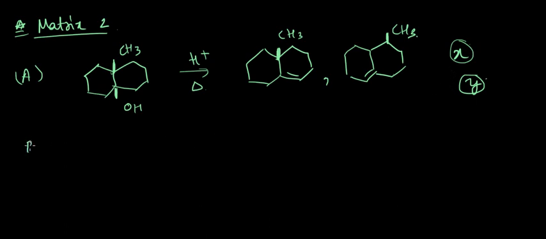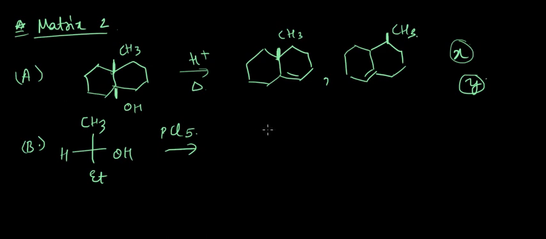Okay, so let us say B example. Here we have something like this, H, ET, OH, and we again pass it in the presence of PCl5, which is a good nucleophile. Okay, so in this case will carbocation be formed as an intermediate, yes or no? Whether carbocation would actually form is a debatable question. I'll just explain why.